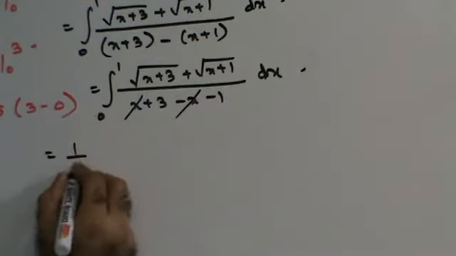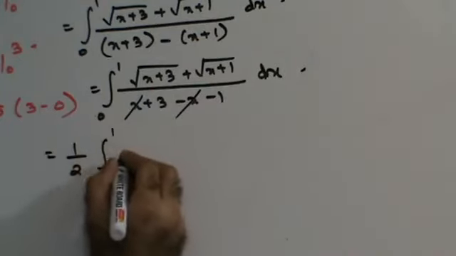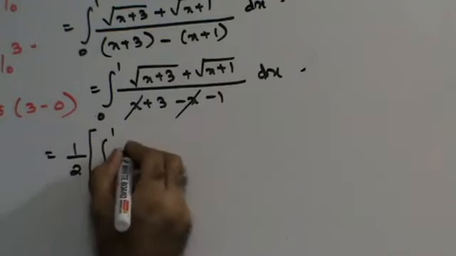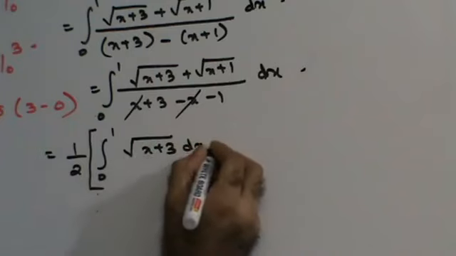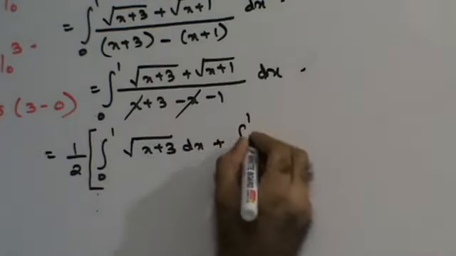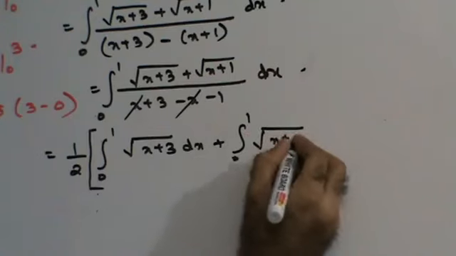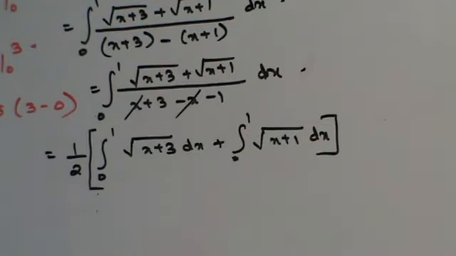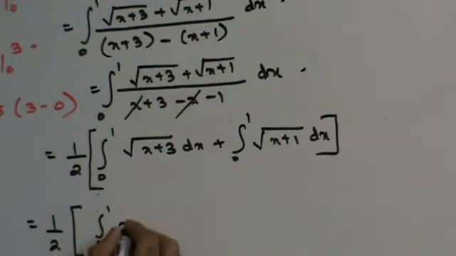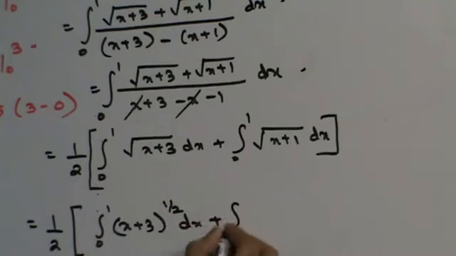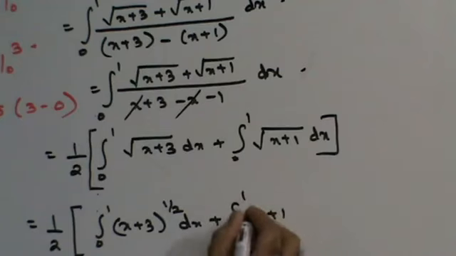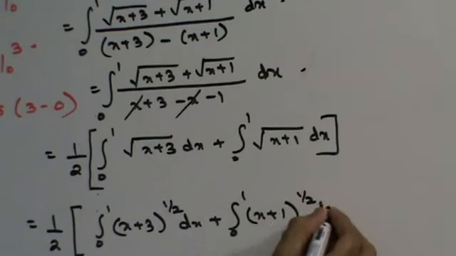Constants come outside the integral sign. Integral from 0 to 1, split the integral. So that will be integral of root of x plus 3 dx plus integral from 0 to 1 of root of x plus 1 dx. This can be written as 1 by 2 integral from 0 to 1 of x plus 3 raised to 1 by 2 dx plus integral from 0 to 1 of x plus 1 raised to 1 by 2 dx.